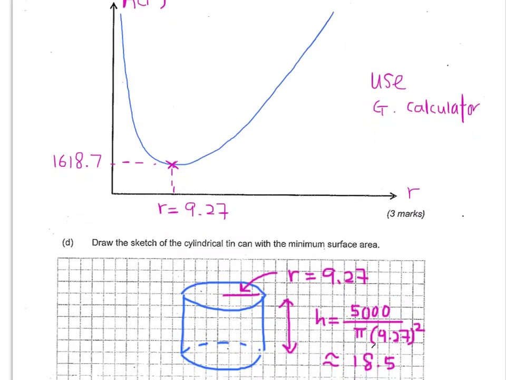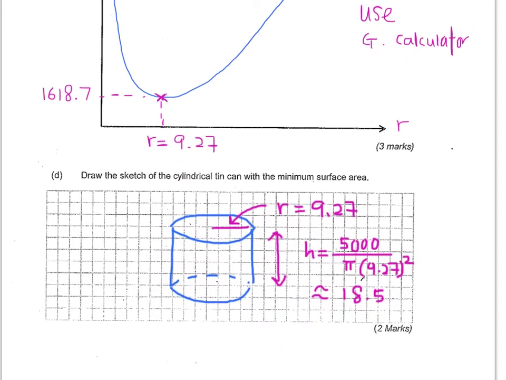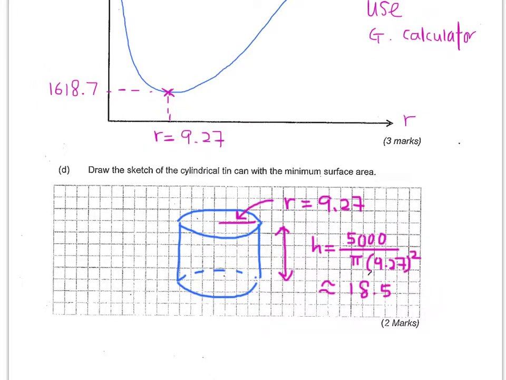After you've done that, there's no real calculation involved. Here, just the R is identified from the graph using the graphic calculator function, and the H formula we actually showed in part A. Just sub the R value back here, and you get H approximately 18.5, and then you need to sketch this to show that you know what is going on.